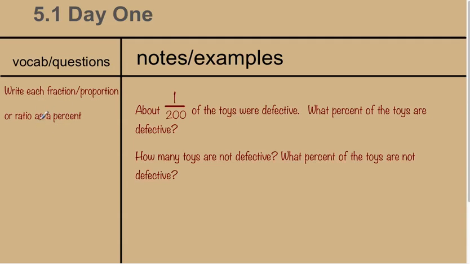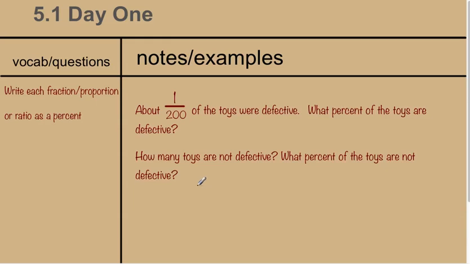Again, let's write it as a percent. About 1 out of 200, about 1/200th of the toys were defective. So for every 200 toys that they make, one ends up being defective. What percent of the toys are defective?